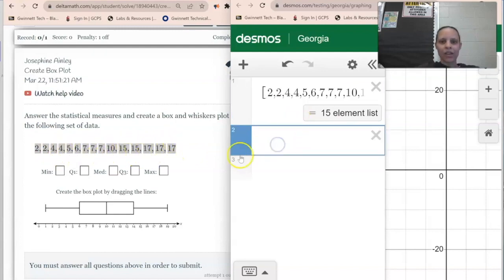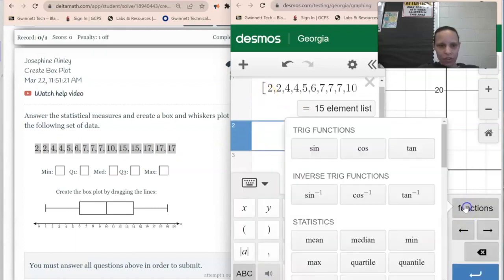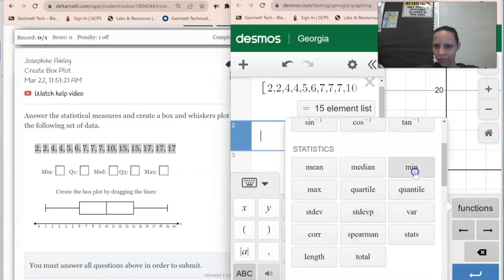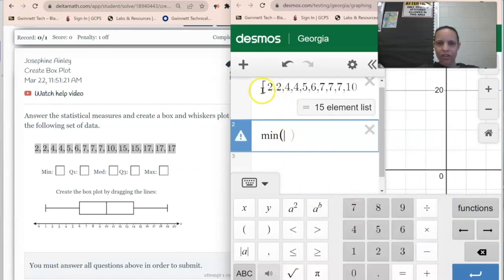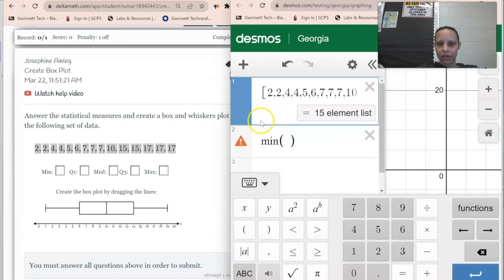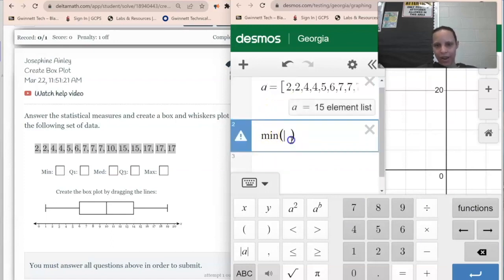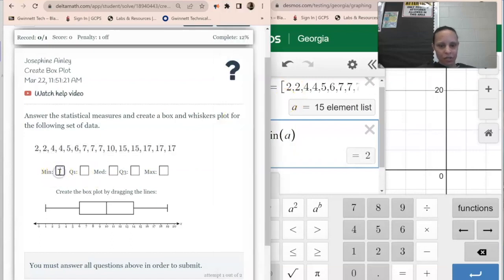I did. All right, now here's the thing, though. If I don't name this list, when I come here, and I go functions, and I'm trying to go to the min, I don't know how to reference this. So for that reason, you have to give it a letter. So I'm going to say A equals. That way I can say, what is the minimum of this data set A? And that's going to be 2.